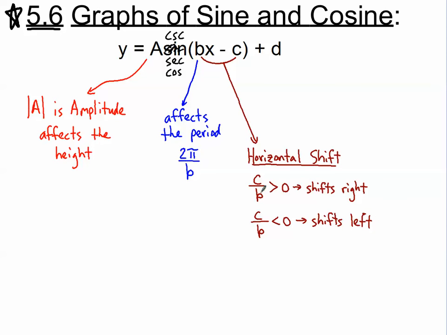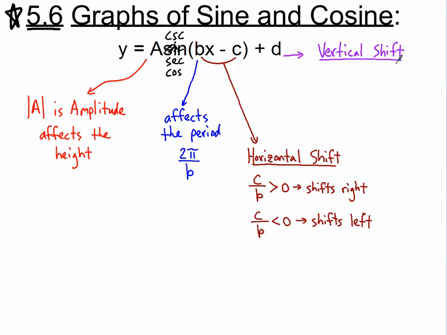But remember, C and B work together. A lot of times, B is going to be a 1, so it appears that it's C all by itself because it's C divided by 1, but it will always be C divided by B, so please watch out for that. And our final variable, I guess, is D, and this represents our vertical shift.